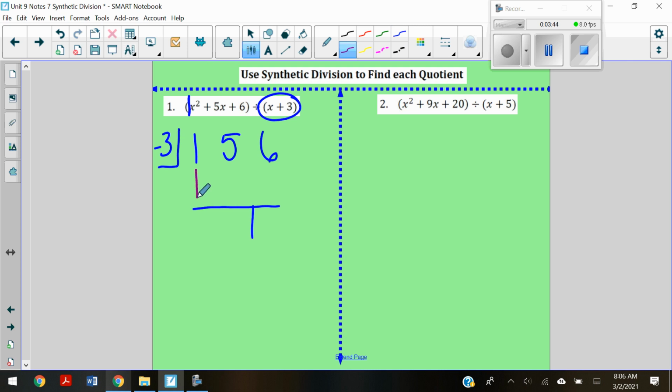So we're going to bring down our first term. We times that by the number in the box, so 1 times negative 3. We get a negative 3. Now we add anything here. So 5 plus negative 3, we get 2. 2 times the negative 3 in the box gives us a negative 6. So again, we end up without a remainder for this one.